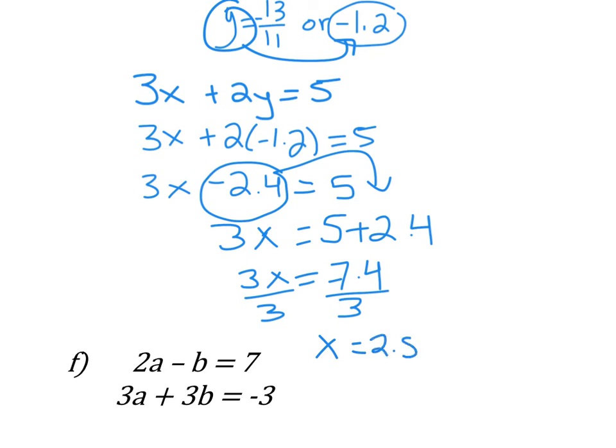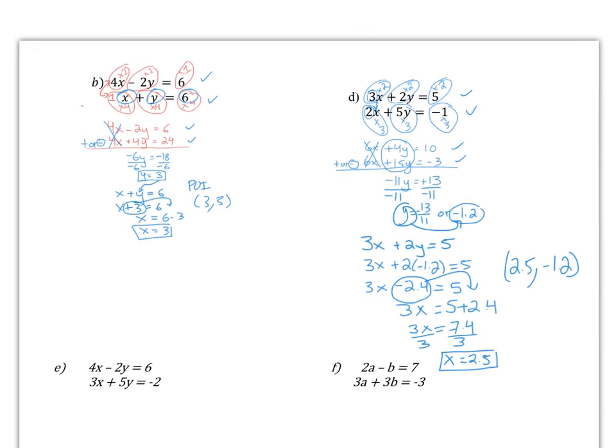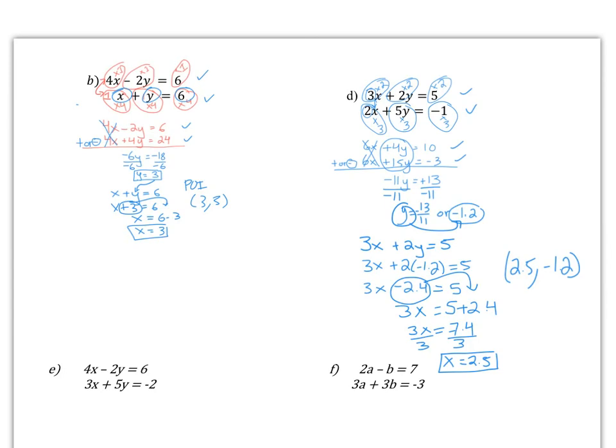I'm going to round that. So 2.5. So right now I know that my x is 2.5 and my y is negative 1.2. Sometimes the numbers don't work out perfectly, and that's okay. We know that we did this correct.